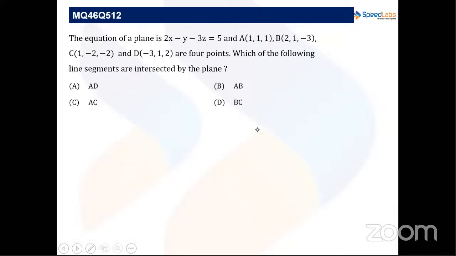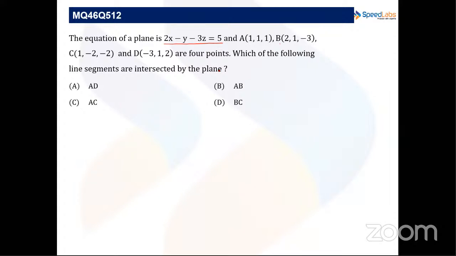Now moving to the next question. The equation of plane is 2x minus y minus 3z equals to 5. A, B, C and D are the 4 points. Which of the 4 line segments are intersected by the plane?